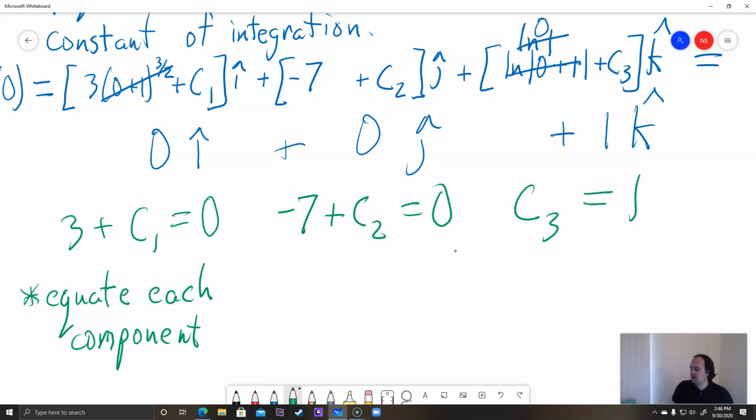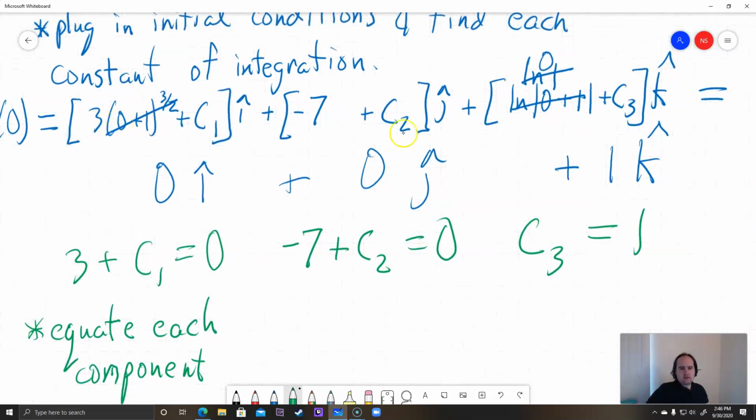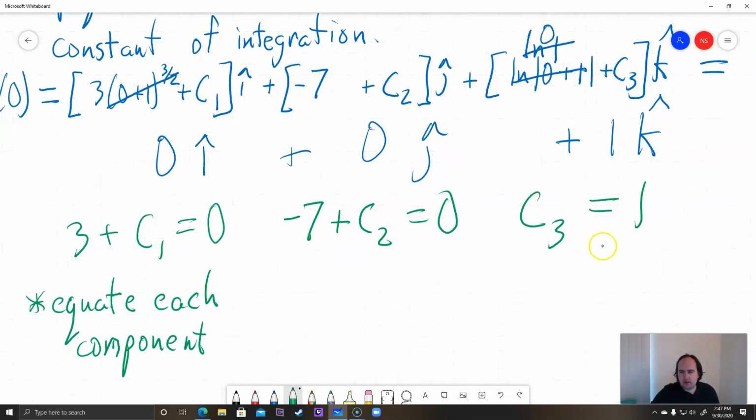So what did we do there? We used the initial condition, r of 0. I plugged in 0 for every t into the vector function. And then I set that equal to our initial condition, which was just equal to k, but that means i is 0, j is 0, and k is 1. And that gave me these three equations. And then for each equation, I can figure out my constants of integration. So I can figure out C1, C2, and C3.